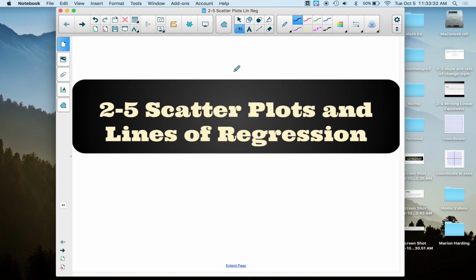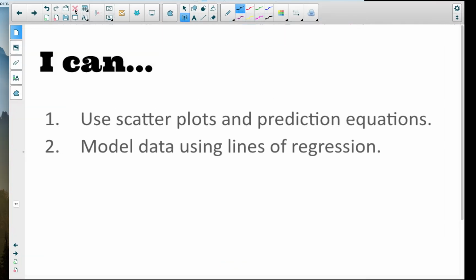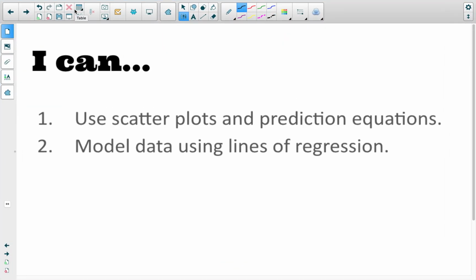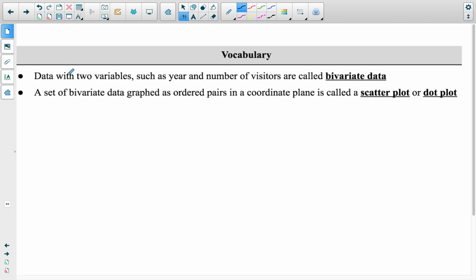This is 2.5, all about scatter plots and lines of regression. We'll be able to use scatter plots and prediction equations, and we'll be able to model data using lines of regression. So there's a lot of vocab and terminology with this. So some vocab to get familiar with up at the top of your notes on page 7 if you're in my Honors Algebra 2 class.